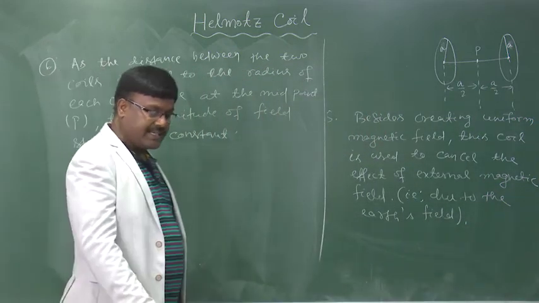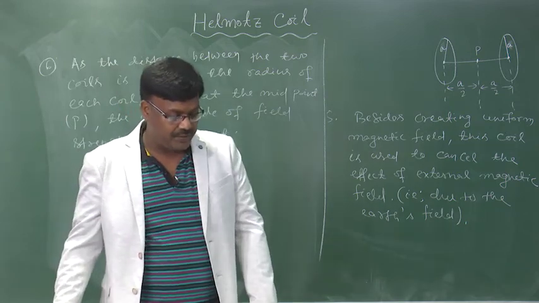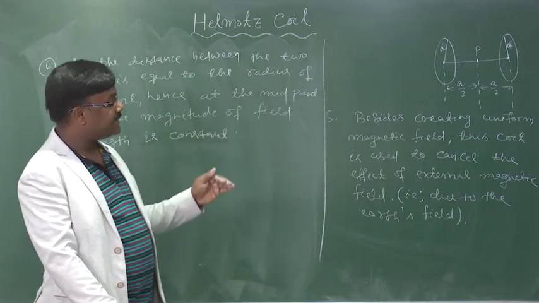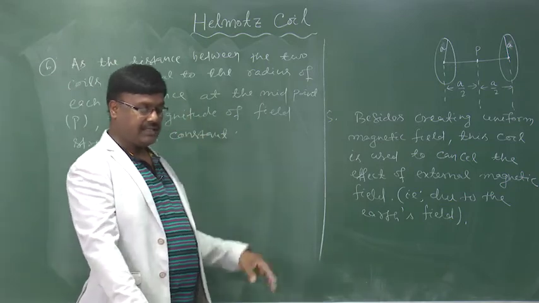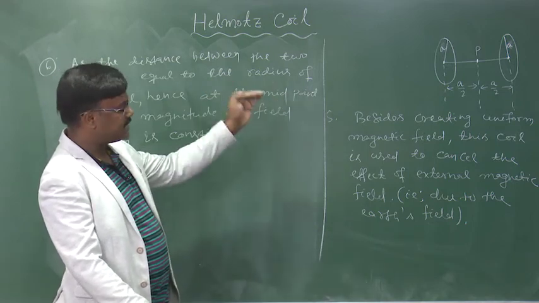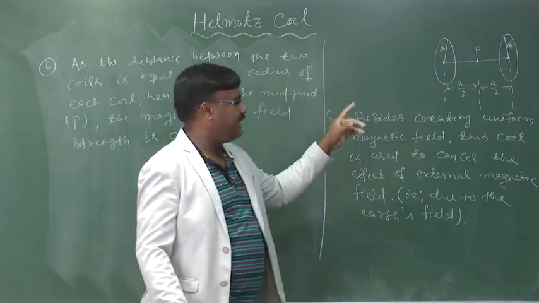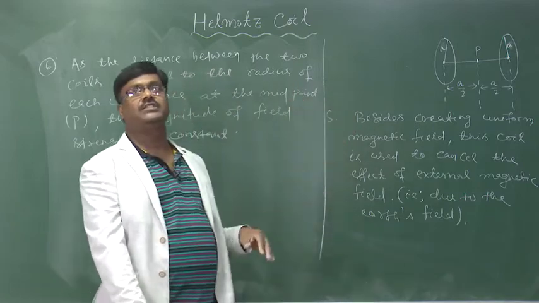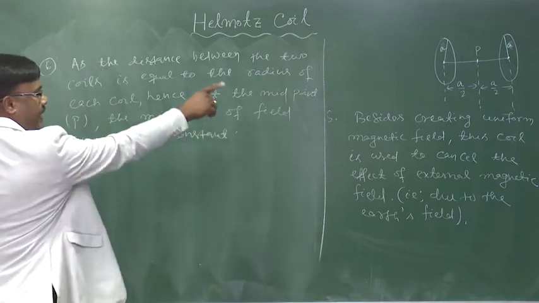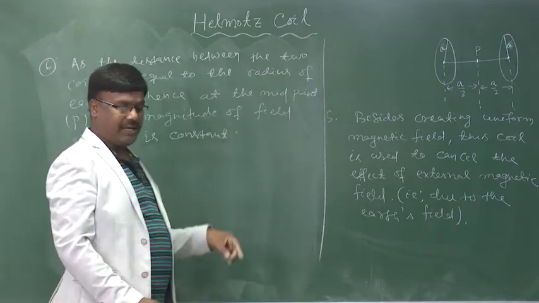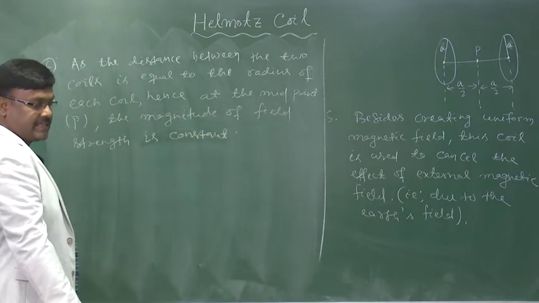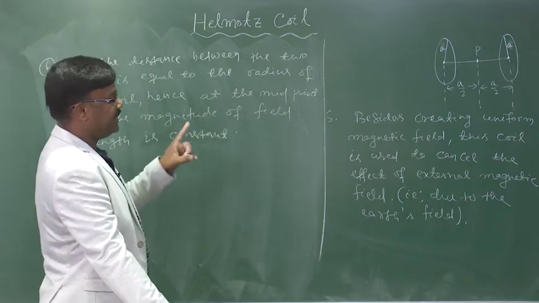Now, since the signs of the rate of change of field due to the two coils are opposite to each other, the net rate of change of field due to both coils is 0, because from the beginning in constructing the Helmholtz coil, we have taken the currents in both coils to be flowing in the same direction. Hence, the net rate of change will be 0 at the midpoint, indicating that the resultant field is constant.